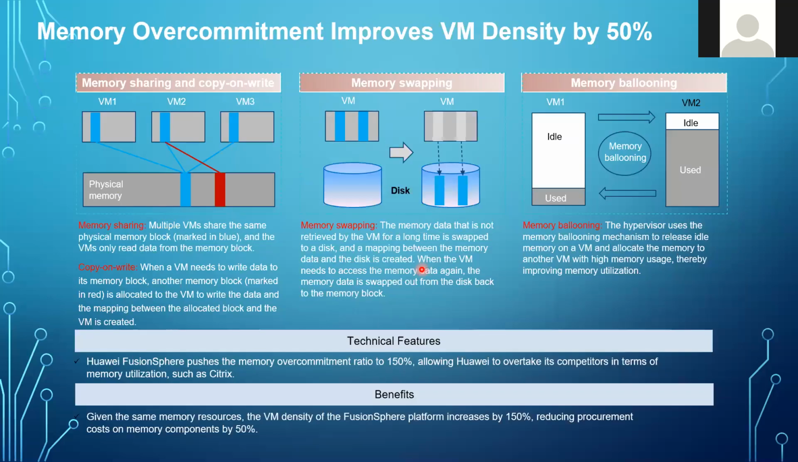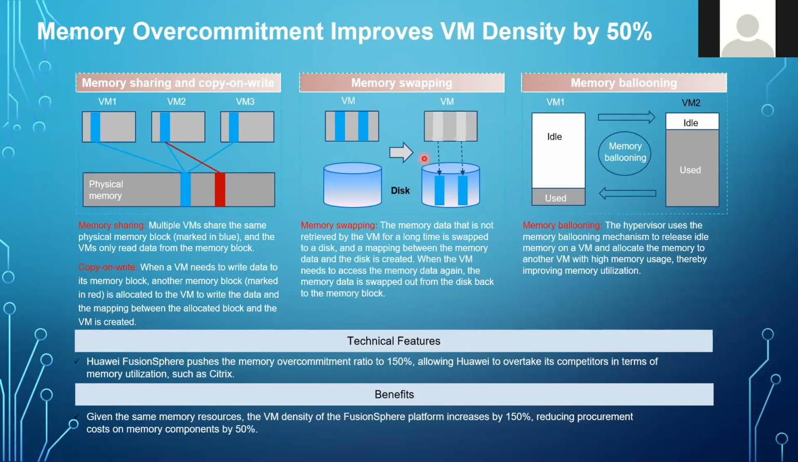How does memory over-commitment work? We have three technologies available in Huawei. One is sharing the memory. For example, as we can see, the blue VM1, VM2, and VM3 are using the same block from the physical server. But this block will be used for read only. You cannot write on this block. And for example, if any VM requires writing, say VM2 wants to write in the memory, another block will be assigned, and copy on write will be executed. Another block will be assigned to this VM and will be mapped to that VM. So this is one technology.